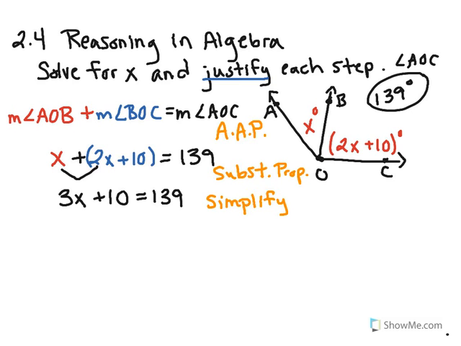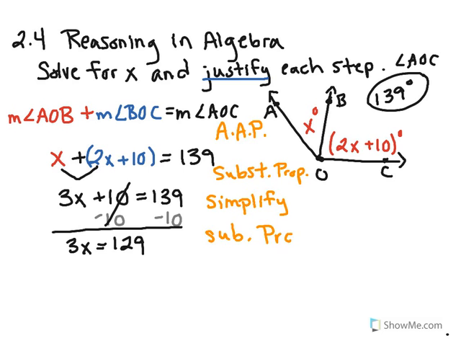Well, I would definitely subtract 10 from both sides because I'm trying to solve for x. So when I do that, these 10s cancel, I'm left with 3x equals 129, and my justification for this was because of the subtraction property. And that's where I use sub. So I use substitution as SUB-ST and subtraction as sub. Okay? Now we're almost finished.